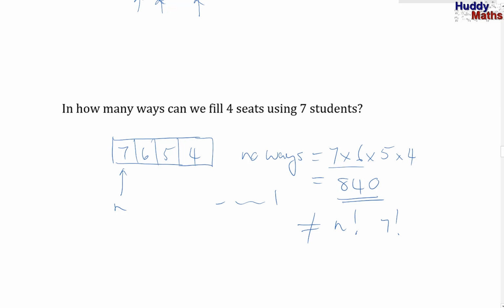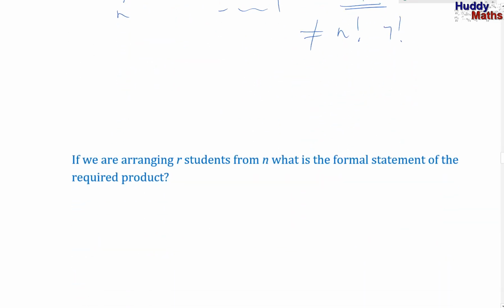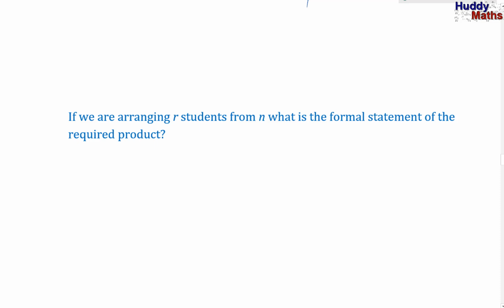Okay, can we write a better explanation of this process without the boxes? That box method seems very unusual for maths, not very formula-like, not very neat, if you like. If we're arranging R students from n, what is the formal statement of the required product? Pause the presentation and I want you to see if you can write that product. It doesn't go down to 1. Okay, pause it and have a go.